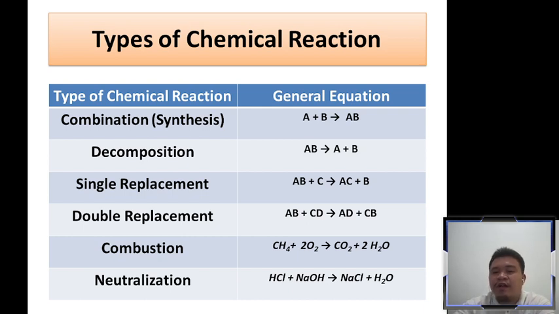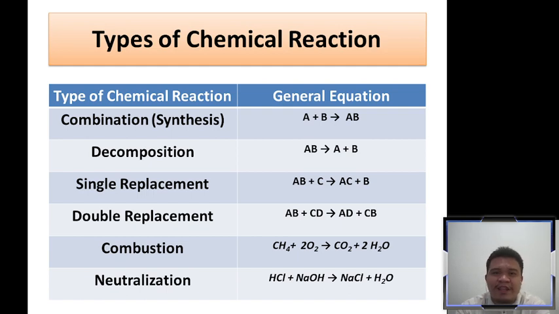As you can see, there is an exchange of partners in this reaction. Now in the double replacement, AB plus CD yields AD plus CB. So that's another type of reaction. We also have combustion, wherein a hydrocarbon, when it reacts with oxygen, always yields CO2 and water. Then we also have the neutralization reaction, or in other books you may refer to this as an acid-base reaction. For example, HCl plus NaOH yields NaCl, which is a salt, and water.